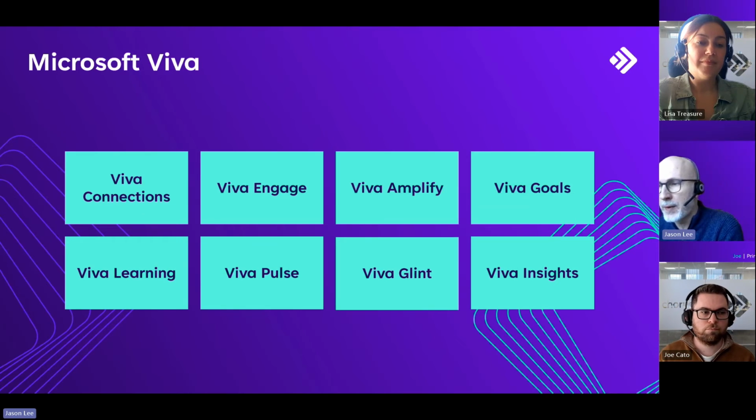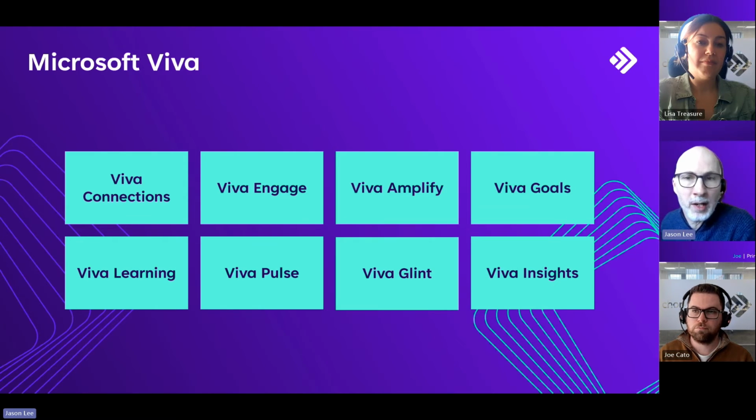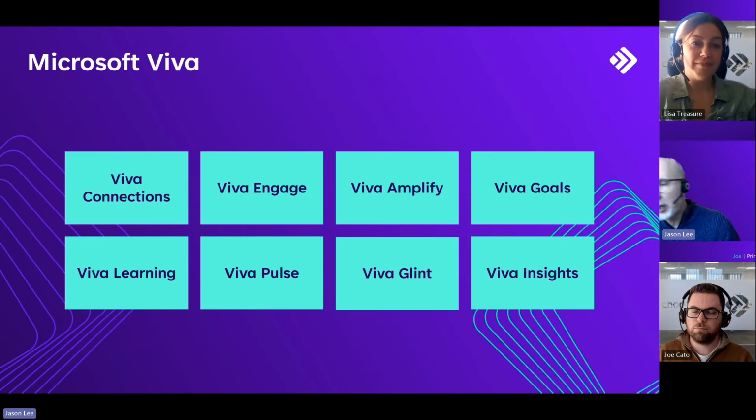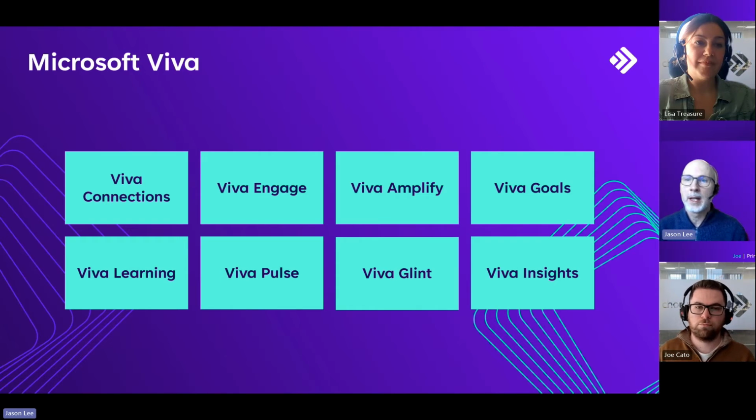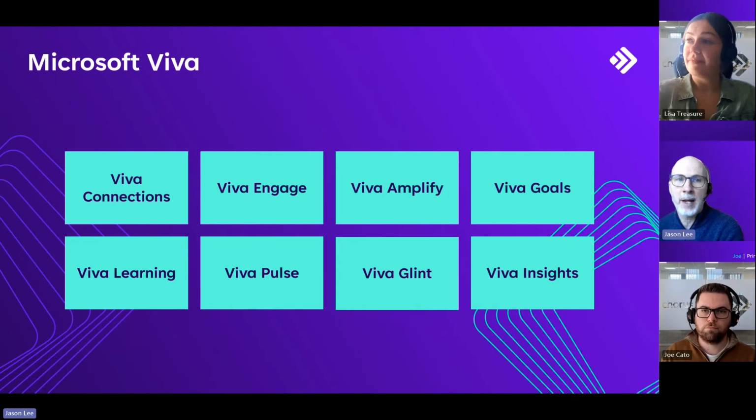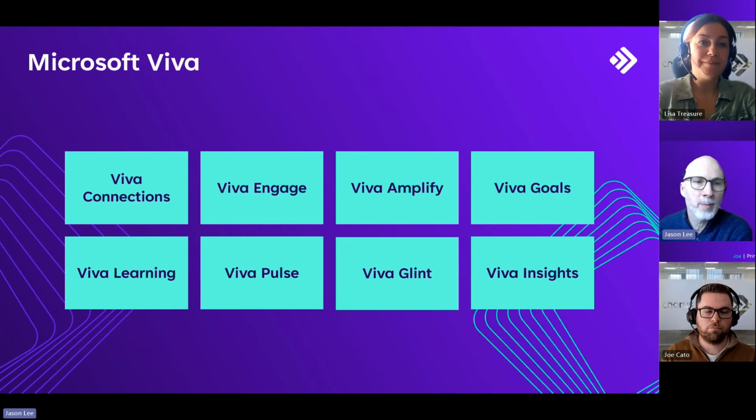You've also got things like Goals for setting and communicating organizational objectives, and Learning for integrating training libraries into Teams. Pulse, Glint and Insights are all about capturing employee feedback, gaining insight into trends, identifying burnout risks and that kind of thing. So there's a range of capabilities there. Using all of them would probably be quite unusual. It's more likely that you're going to pick and choose particular Viva platforms, particular syntax capabilities to tackle specific problems.